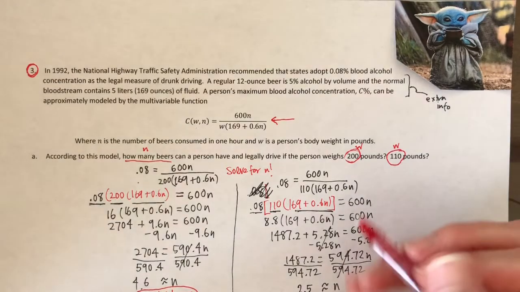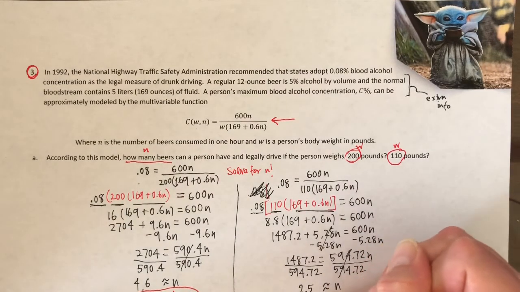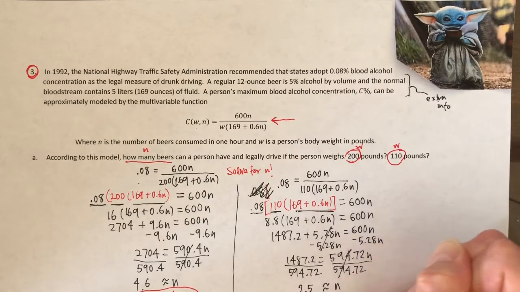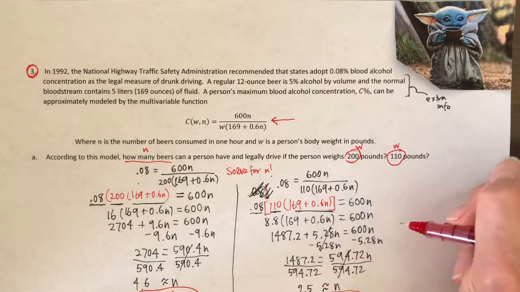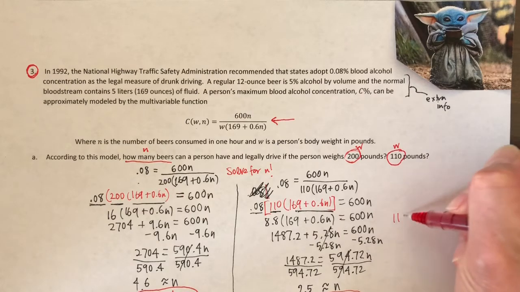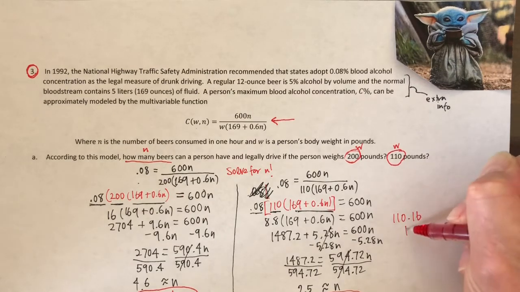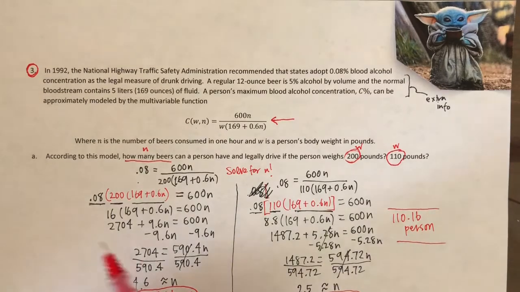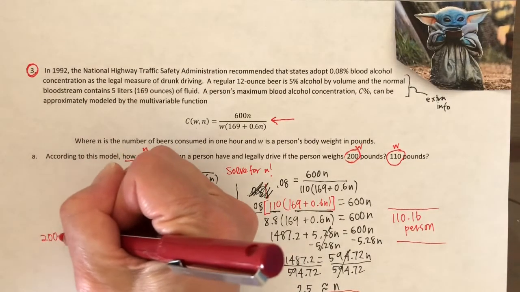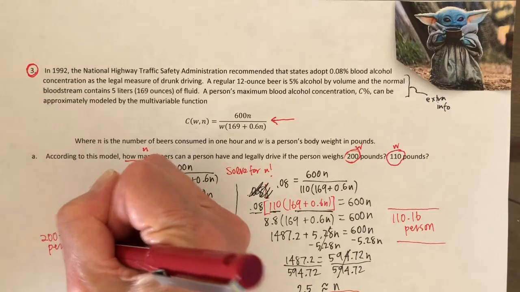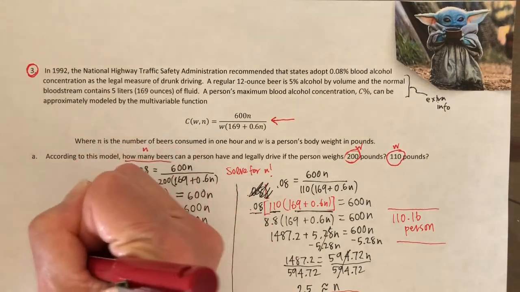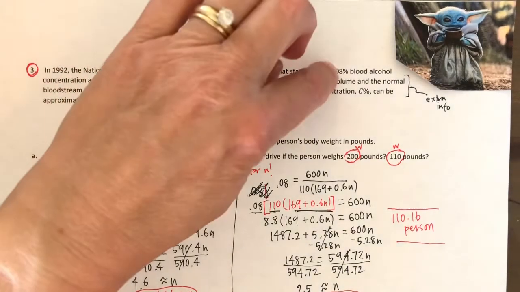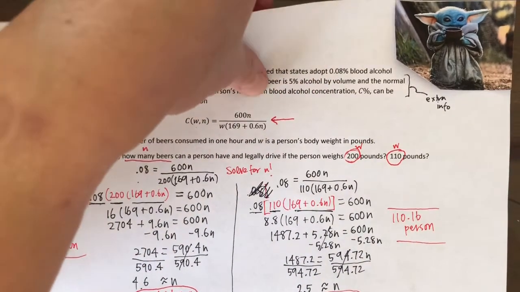So for a 110-pound person, you would want to stay under 2.5 beers. This was the 110-pound person on this side, and over here we had the 200-pound person. This is the limit. If you go above that, you're likely to be above the blood alcohol concentration.